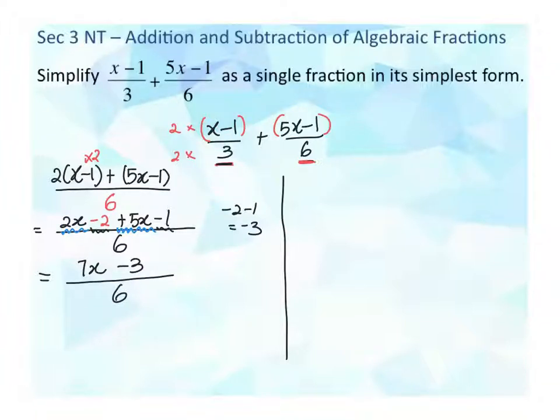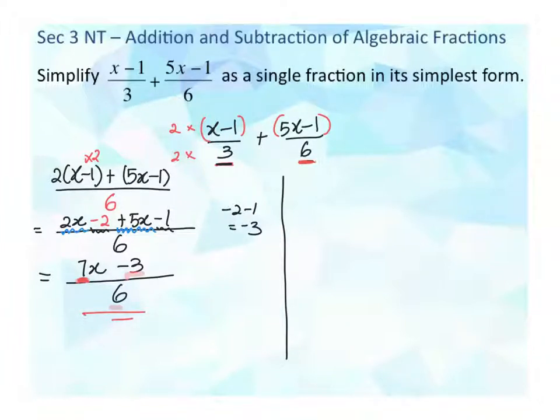And we check that there is no common factor between the numerator and denominator. This will be the final answer. Now some students may tell me that, oh, 3 and 6, there's a common factor 3. But can we cancel out in this case? No, because the number in front is 7x. 7 does not have a common factor 3. So this will be the final answer.